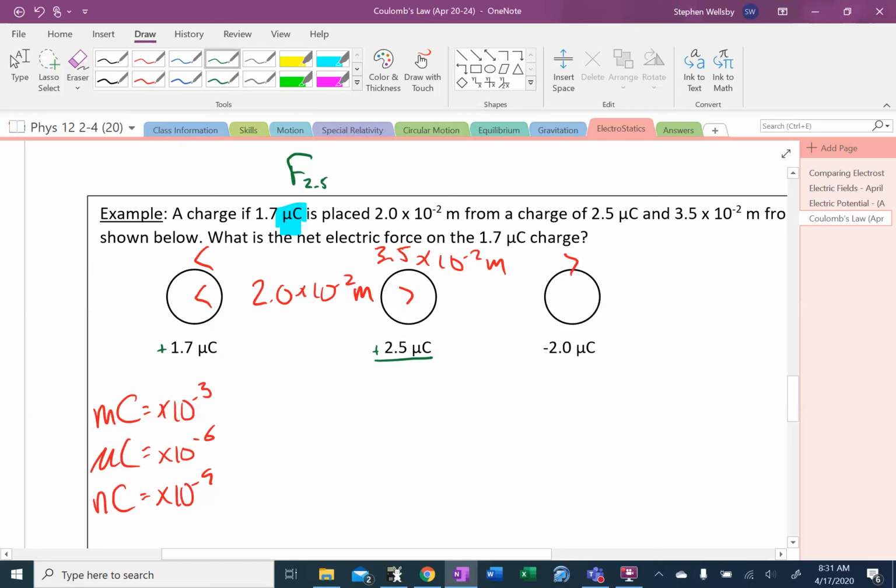And then there's this force over here, which I'm going to call F minus 2, because it's the force from the minus 2 microcoulomb charge. So you have to think about these two forces first. What direction are they going? And then how are you going to add them up, taking into account the direction? So please pause the video here and come back once you've solved the problem.